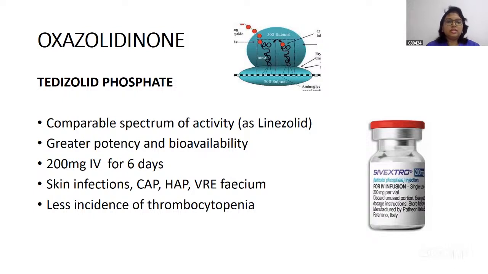It can be used for skin infections, pneumonia, and VRE organisms. Compared to linezolid and teicoplanin, there is a lower incidence of thrombocytopenia, which is around 0.9%, as mentioned in a study.